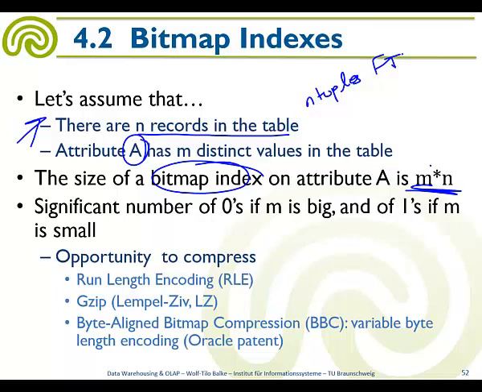And what is really good or very efficient about bit vectors and bitmap indexes, I already said, of course, for 1,000 tuples, the bitmap vector size is very small. We're talking about kilobytes.